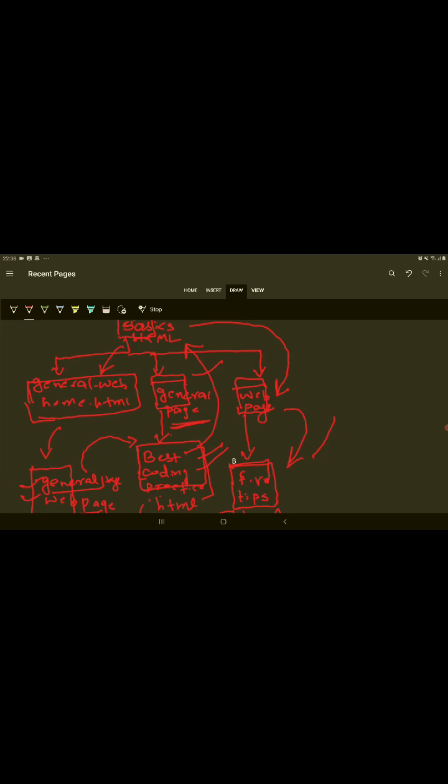dot slash. See here what we have done: dot slash is there. So dot slash will go to the parent folder and search this file general web home.html. So it will be able to find it, and so this is about the general page.